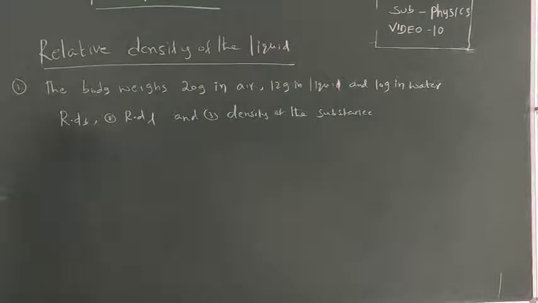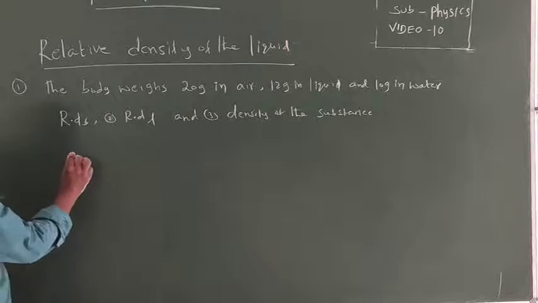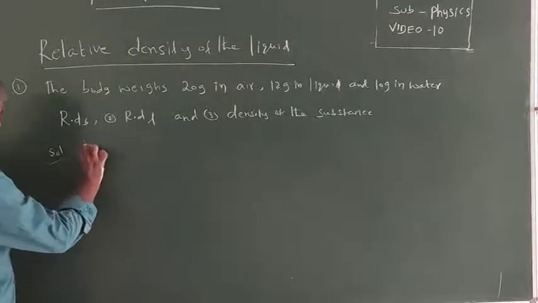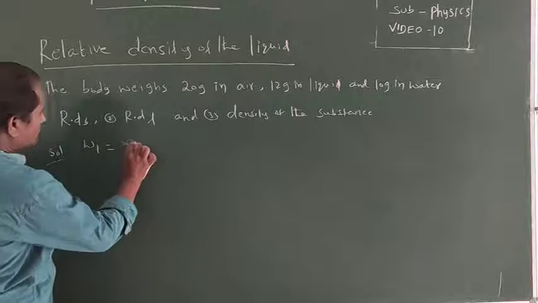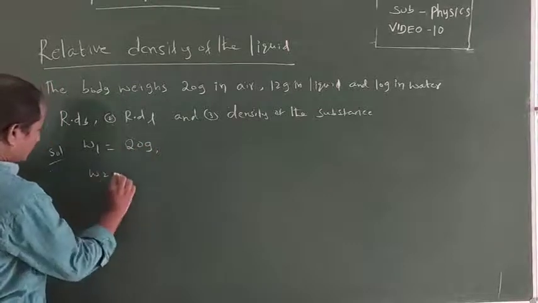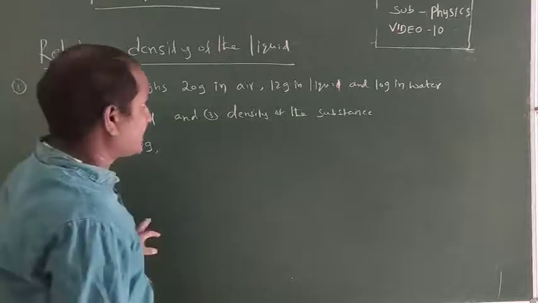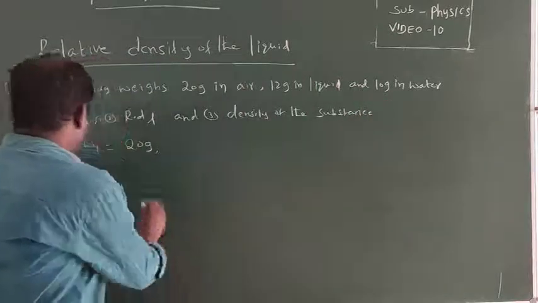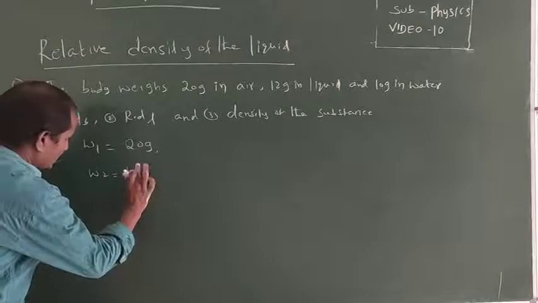So here, W1 is given. What are the given values? W1 equals 20 grams. W2, the weight of the body in water, is 10 grams.